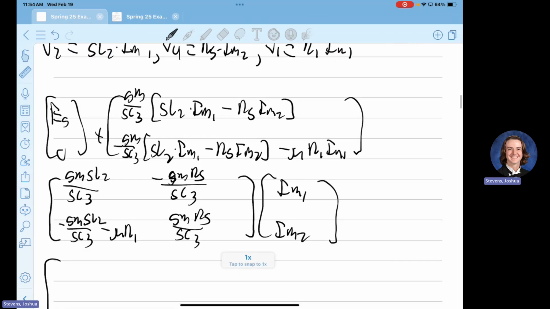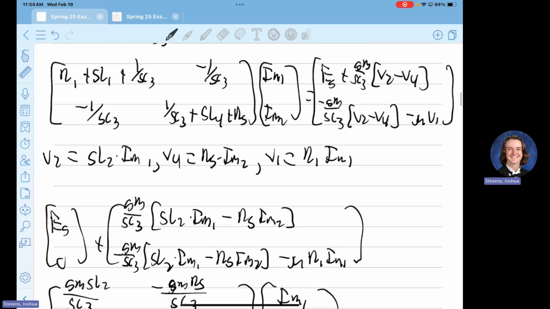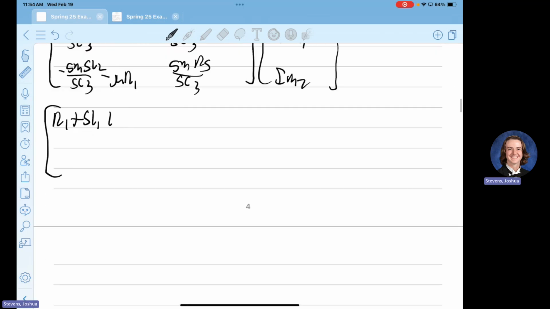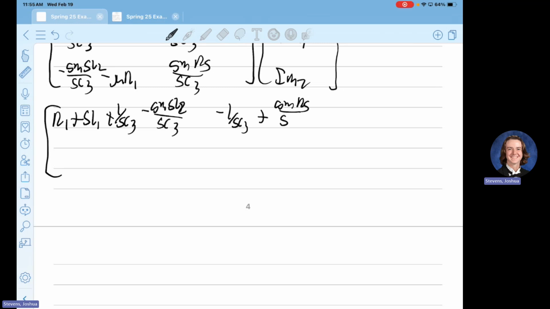So that then becomes a lot of terms. R1 plus SL1 plus 1 over SC3. Here, what am I doing? Minus GM SL2 over SC3. Next one is negative SL1 over SL3 plus GM R5 over SC3. Bottom left becomes -1 over SC3 plus GMSL2 over SC3 plus mu R1.